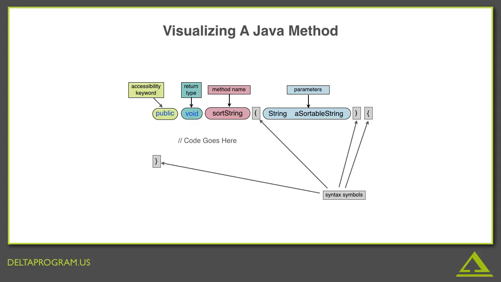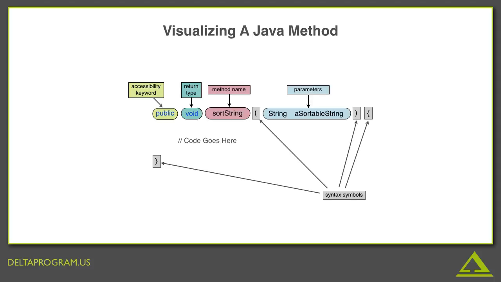The parentheses house a special part of the method signature called the parameters. These are basically the inputs for the method. In other words, they are what the method requires you to give it in order to run properly. In a method signature, each parameter definition requires 2 things: a data type, in this case String, and a generic name, in this case sortableString.